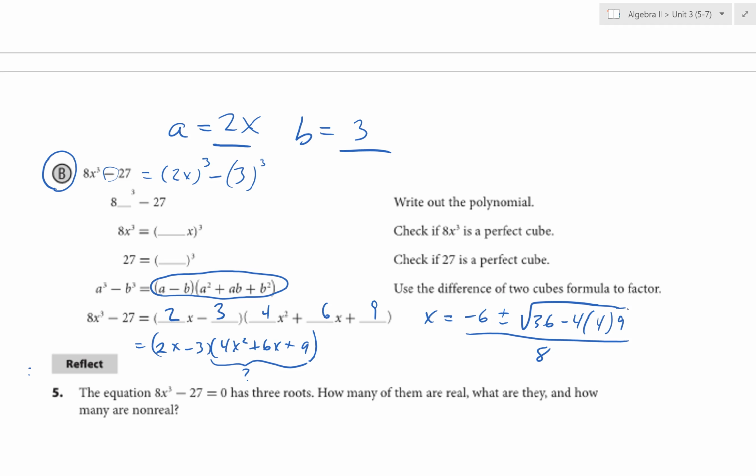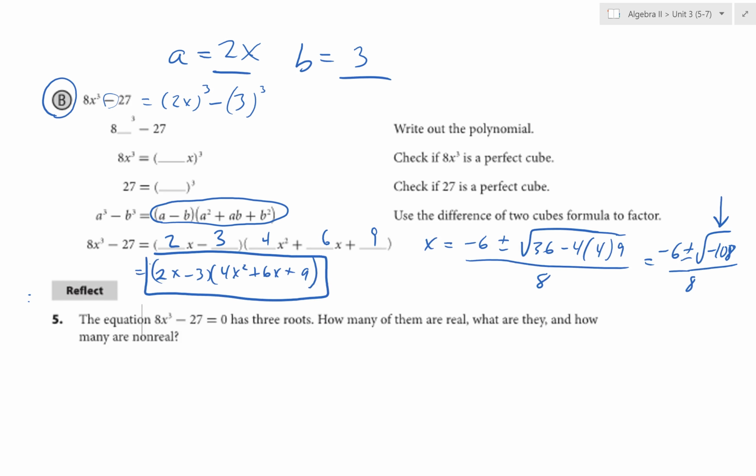So we have 36 minus 144, which is negative 108. Since I have a negative under the radical, that means it's not going to be factorable. In order for it to be factorable, this square root part would have to turn out to be a whole number. Like if it turned out to be the square root of 9, then I would just get 3. So if I get a rational number when I do the quadratic formula, that means the quadratic is factorable. Since this one turned out to be irrational, that means it's not factorable, so I know I'm done.